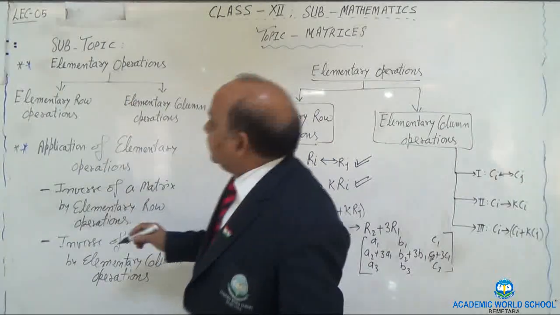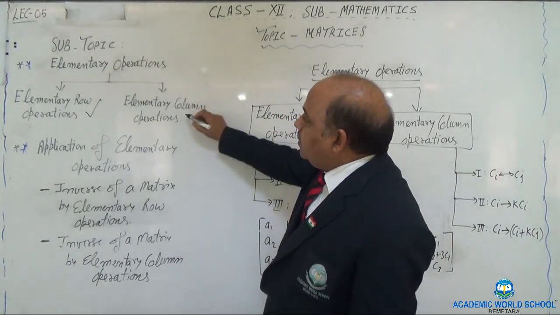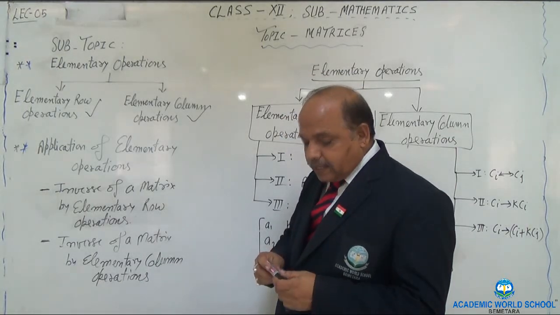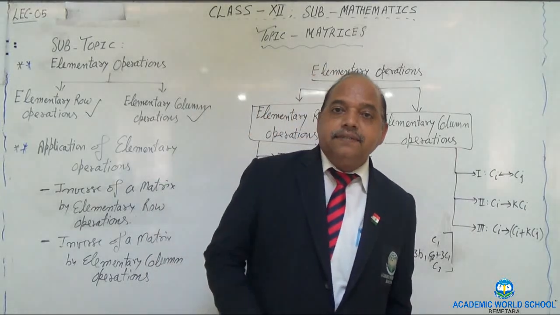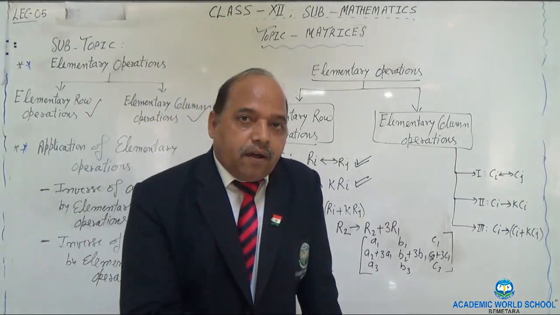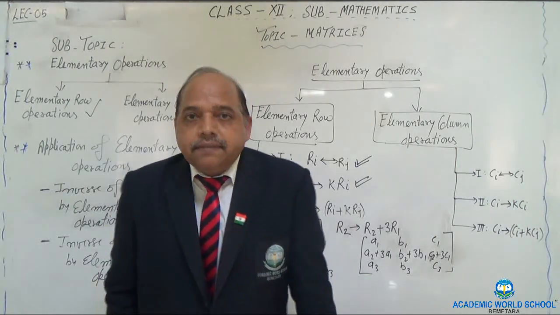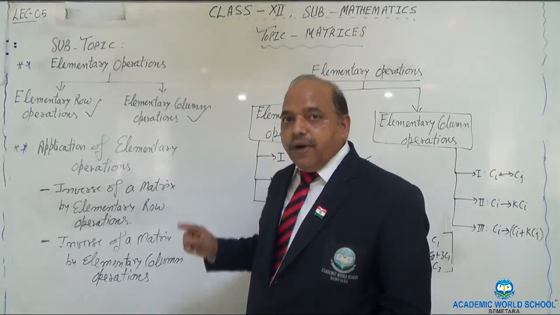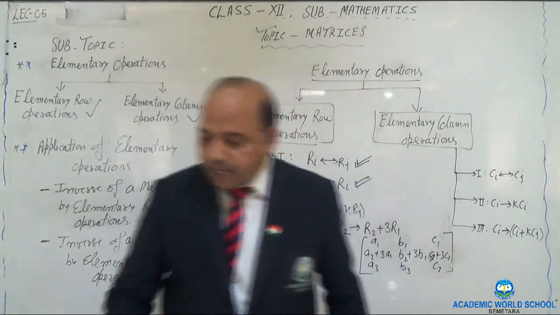Let's move on. We learned what are called elementary row operations and what are known as elementary column operations. Now the question comes, what is the use of it or how to apply it in different situations? So we are going to focus on the application part. And in application also, there is only one application you need to focus on. It is how to find the inverse of a matrix using elementary operations. This is what we are going to learn now.